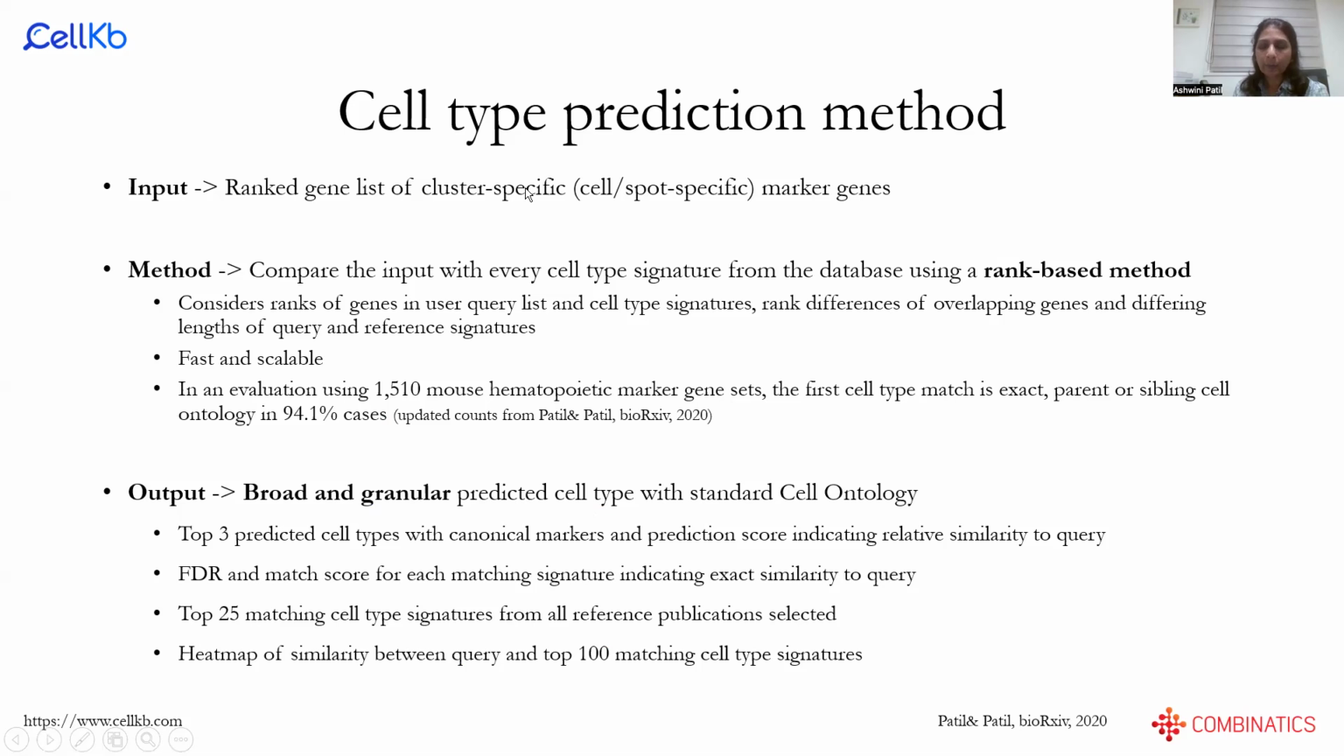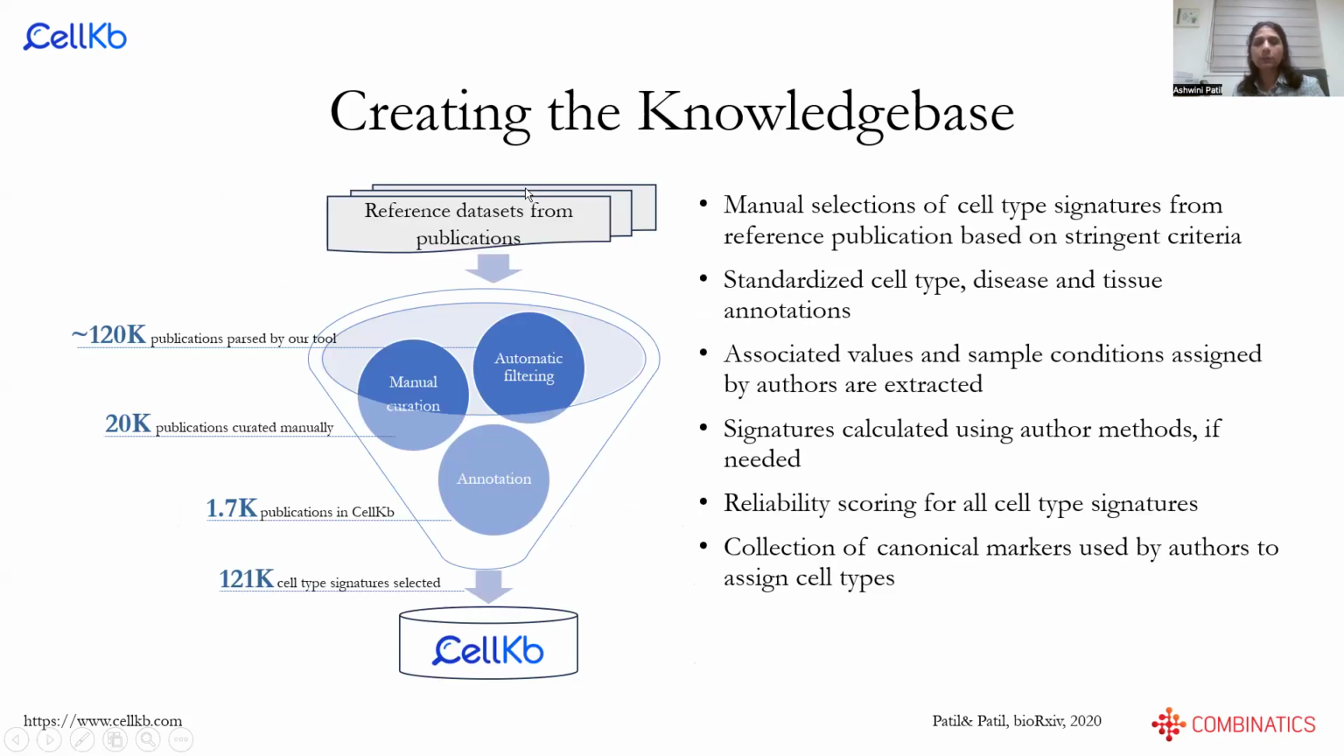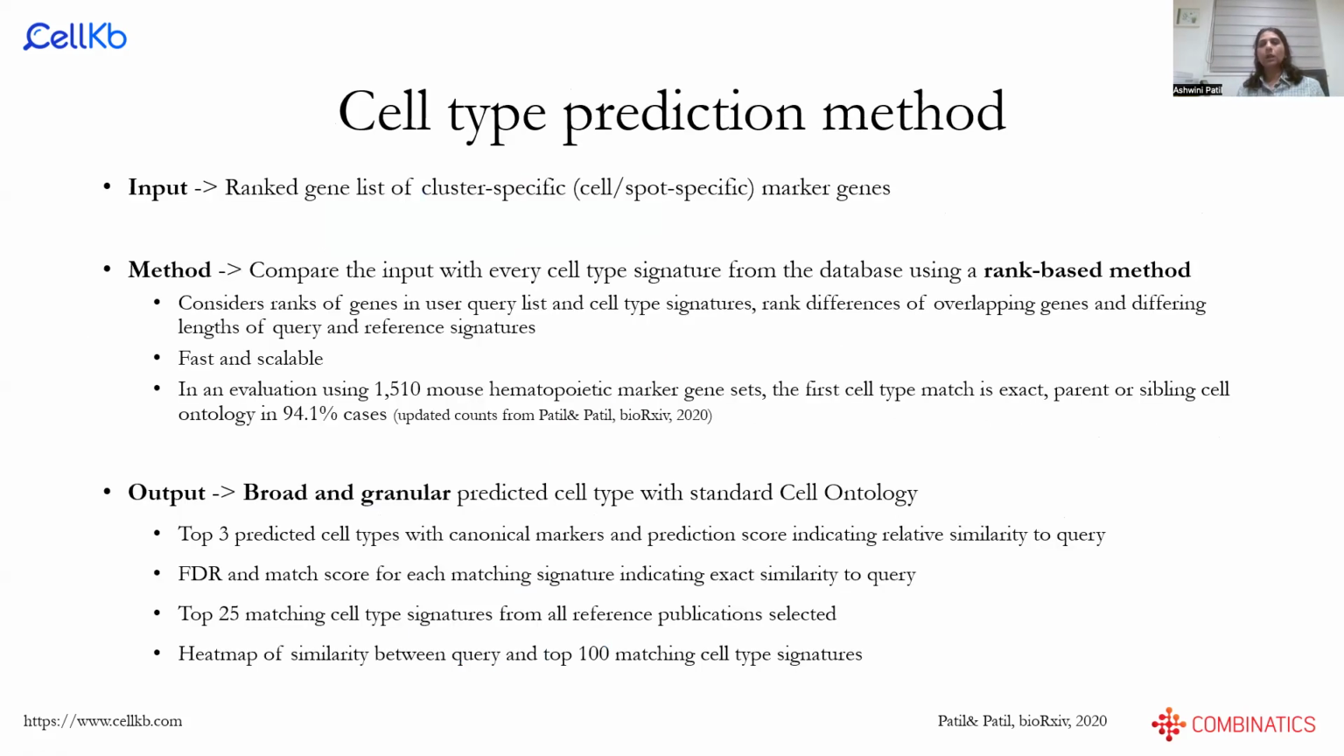So what happens at the end of this process is we get a database of gene lists. Each gene list is a cell type signature, and with that signature, we have an associated cell type, a tissue, a disease. And now what we want to do is, when the user comes with a gene list, either a gene list of a cell or a gene list of a cluster, we want to compare the user's gene list with all the cell type signatures that we have in CellKb.